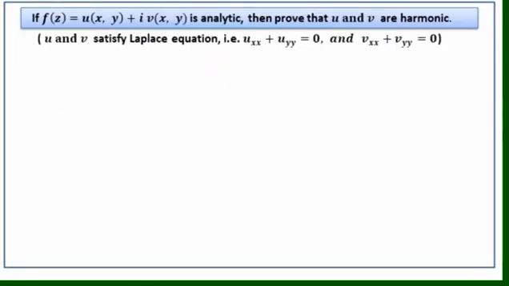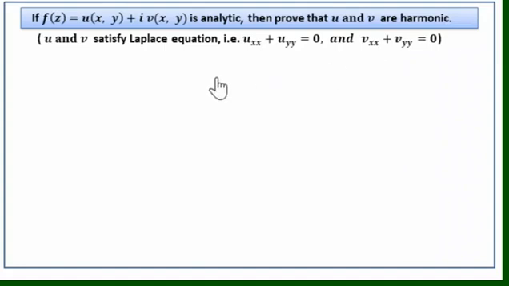So first we'll prove this. If f of z equal to u of x y plus i v of x y is analytic, then prove that u and v are harmonic. That is, we need to show that u and v satisfy the Laplace equation. Then u and v will be harmonic functions. That is, we need to show that uxx plus uyy equal to 0. If we prove this, then u will be harmonic. If we prove that vxx plus vyy equal to 0, then v will be harmonic.